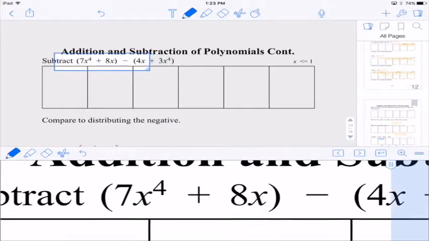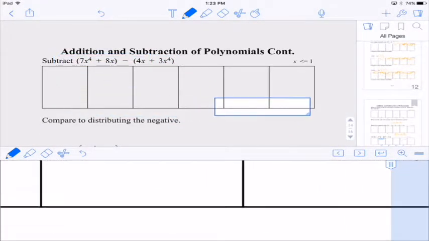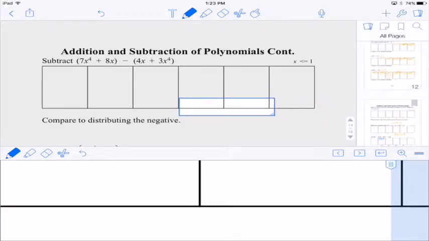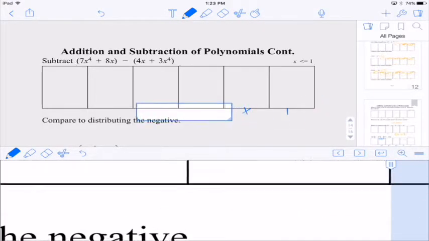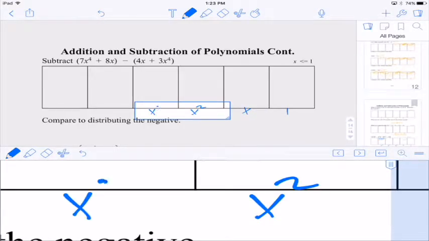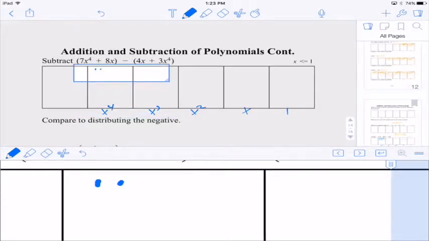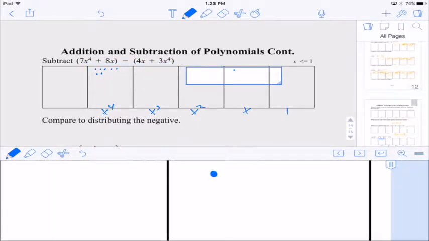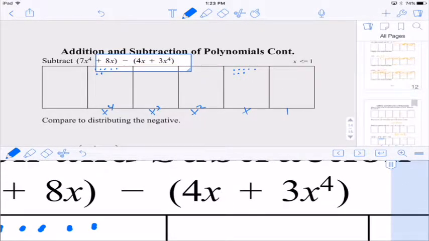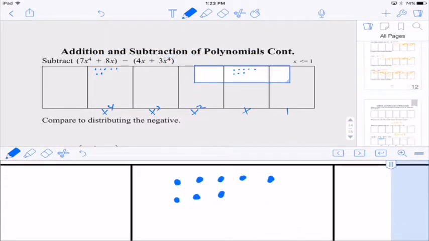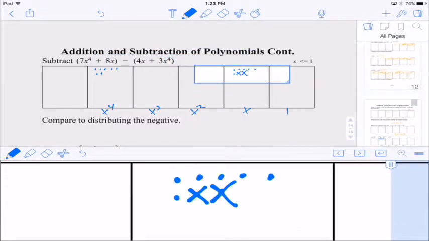So now let's subtract. So we're going to start with 7x to the fourth. So 1s, x's, x squareds, x cubed, and x to the fourth. So we have 7x to the fourth. 1, 2, 3, 4, 5, 6, 7, and 8x. 1, 2, 3, 4, 5, 6, 7, 8. And then we're going to take away 4 x's. So I want to take 1, 2, 3, 4 away, and now I'm going to actually erase them. So we have 4 left over.